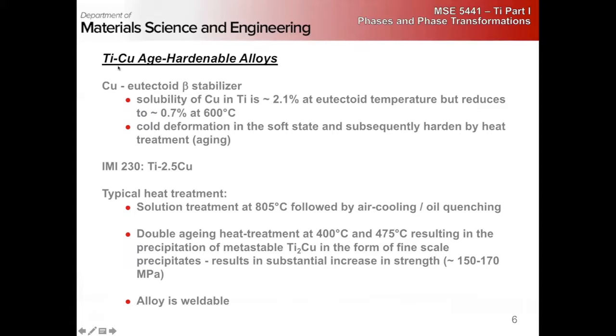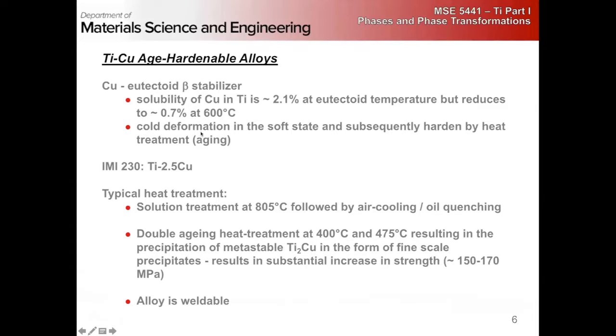But I mentioned these age hardenable alloys. Copper is a eutectoid beta stabilizer. It's going to have 2.1% solubility at the eutectoid temperature, but as you cool down, it reduces.